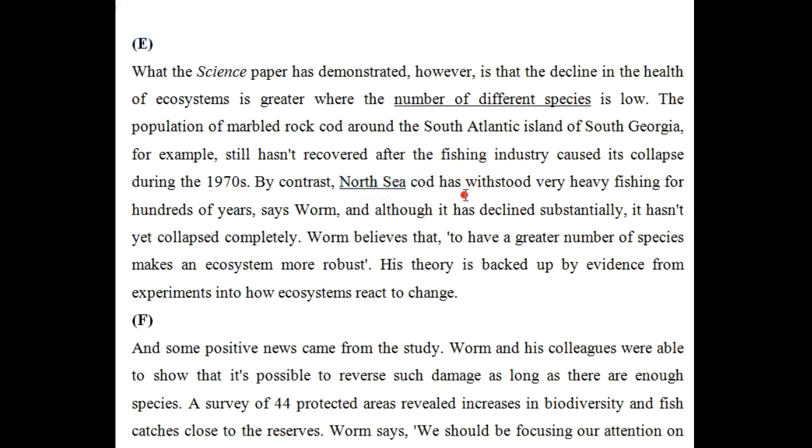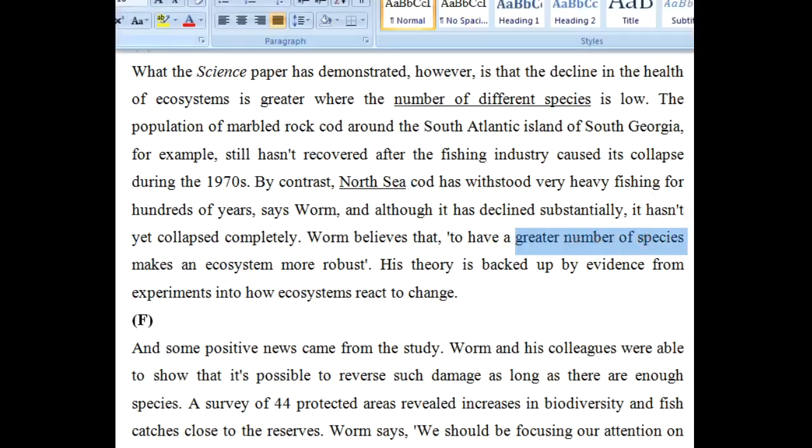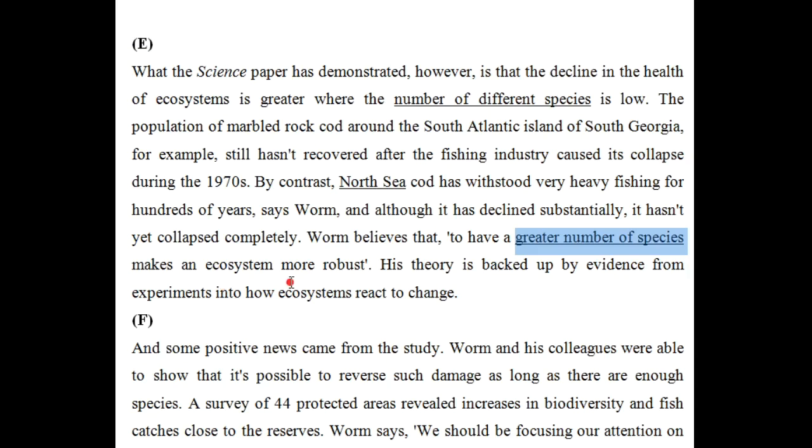So continue reading. Cod has withstood very heavy fishing for hundreds of years, says Worm, and although it has declined substantially, it hasn't yet collapsed. Worm believes that to have a greater number of species, again biodiversity, see, he's talking about biodiversity, makes a system more robust. Okay, that means it makes the system strong. And where did it do it? In the North Sea. So I got the answer now.